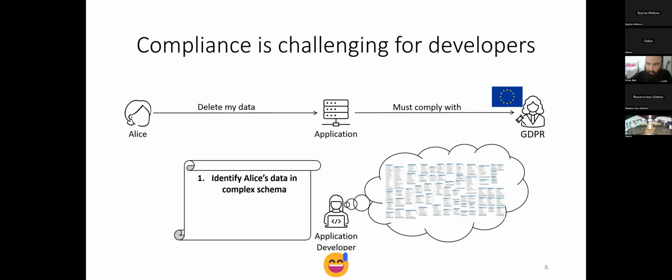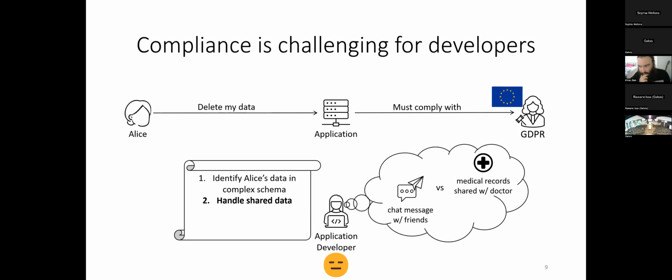Is that it? Well, not really, because some of this data that we just identified, some of Alice's data, might be related to other users as well. And now the developers must determine how to handle this data. This is application dependent. It depends on the application logic. It depends on the sensitivity of the data in question. So for example, perhaps it's okay to retain Alice's chat messages that she exchanged with some of her friends, but not to retain sensitive medical records that she shared with a doctor.